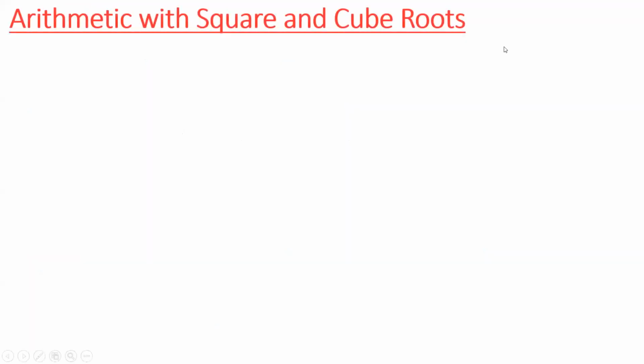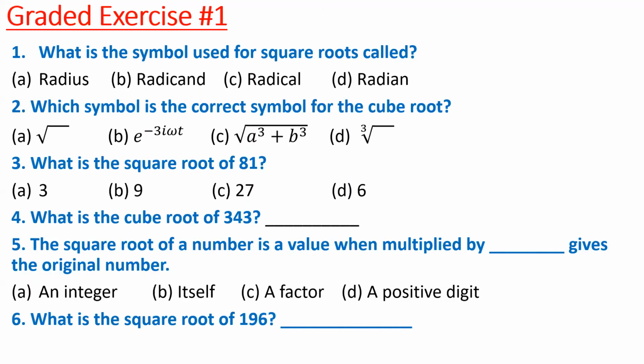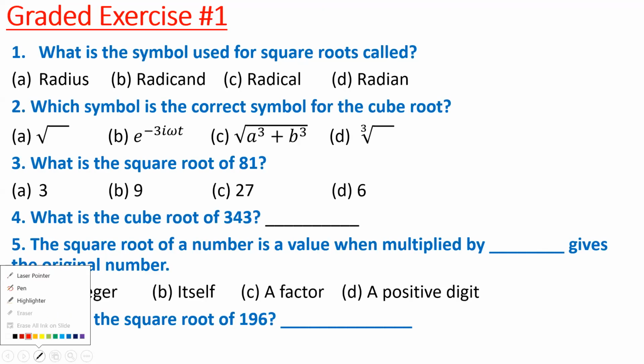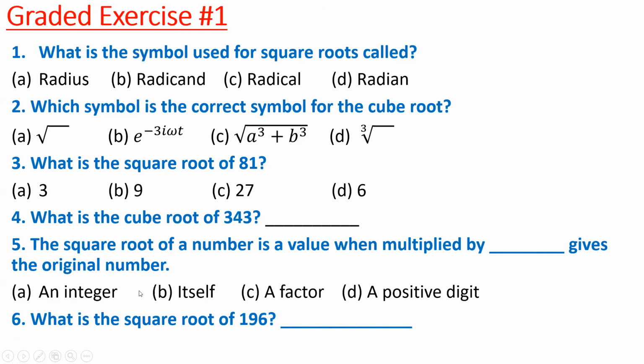Let's go over the answers. Go ahead, Michael, read the first one, please. What is the symbol used for square roots called? What do you put for that one? Radical. Is he correct? He put radical for number 1. That's C. Is he correct? Yes, sir. Yeah, C is correct. It is radical. The radical symbol is used for the square root.